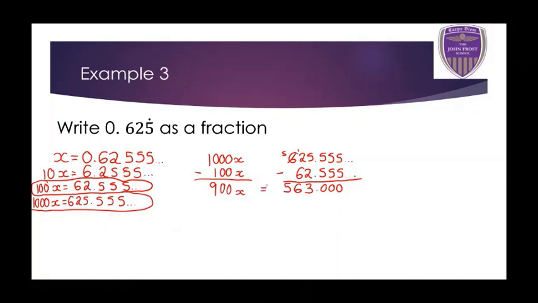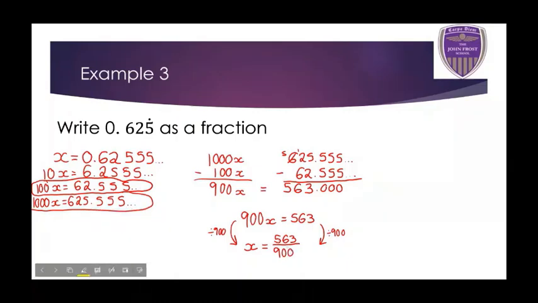So now I know 900x is equal to 563. To solve this, I have to divide both sides by 900, like so. So I end up with x is equal to 563 over 900. So that is 0.625 recurring, with only the 5 recurring, as a fraction: 563 over 900.